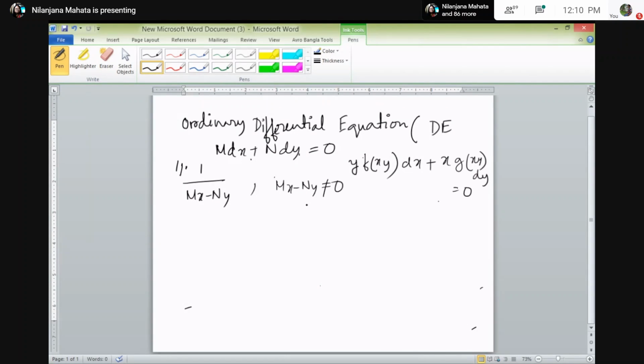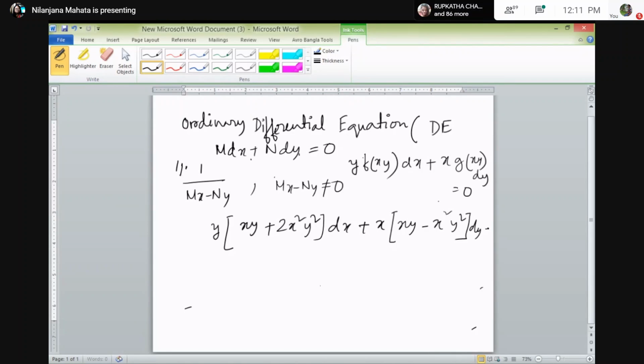Okay. Now what that means, this type of form is like, suppose you have y times (xy plus 2x²y²) dx plus x times (...) dy. This can be called a function of xy, right? And I am telling you, if you know other easier methods to solve, you can always use those, no problem. So this is a function of xy, it's in this form.